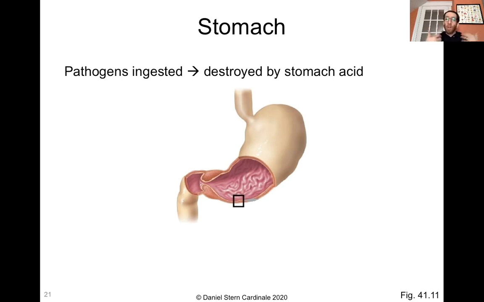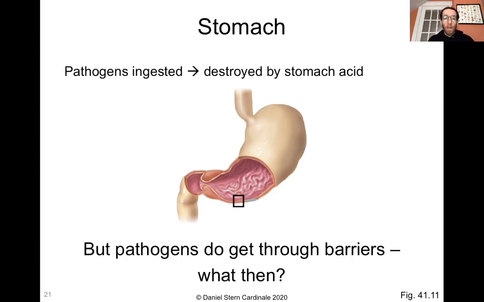So we ingest a lot of microorganisms in our food, but that stuff gets into our stomach and it mostly gets killed by the stomach acid. The stomach is a really important chemical barrier defense in that regard in terms of preventing pathogens from getting further into your body. But in spite of all of these mechanisms, pathogens do get through the barriers.